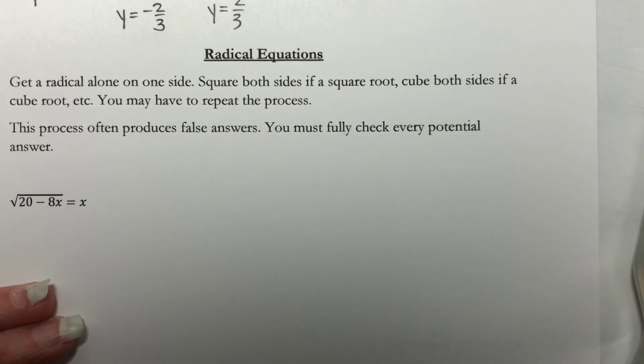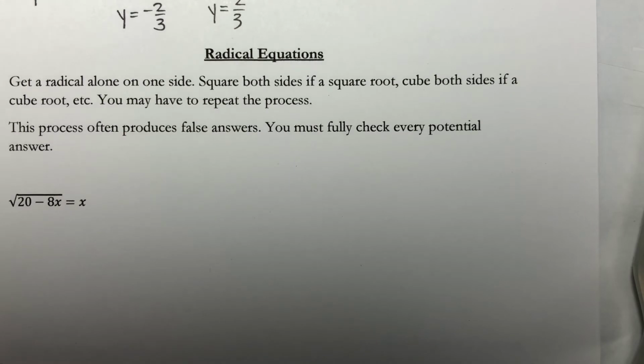Raise both sides to the fourth power if we had a fourth root, and so on. We may have to go through this more than once. Now, this process often produces false answers. So we have to completely, fully check every single answer to make sure it didn't give us something that's wrong. Okay? So let's look at this first problem.